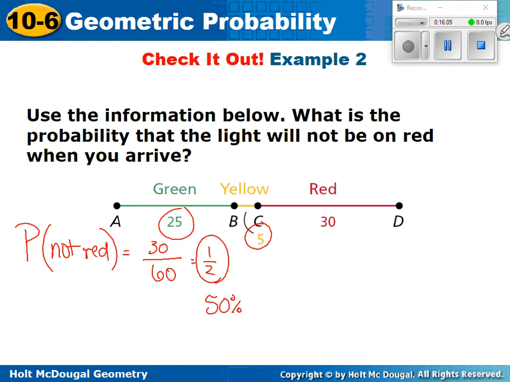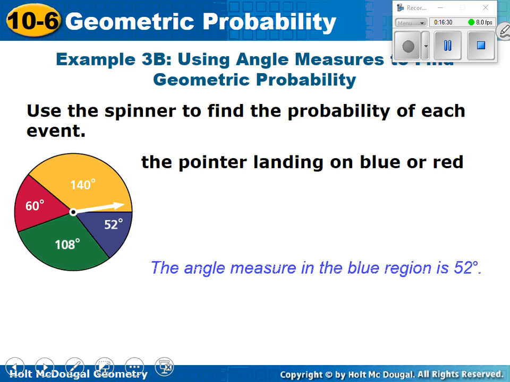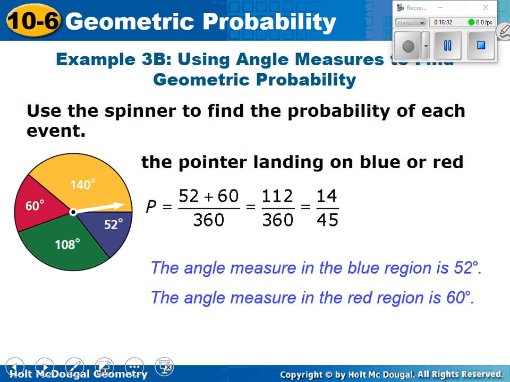50%. You could do it that way, or remember, you could also find the probability that it is red and then subtract it from 1 or 100, depending on if you wrote it as a fraction or a percent. Questions on those? Okay. The next problems you have in your notes are all about spinners or circles. So those should be pretty easy. I'm going to skip this one and go to the last one.